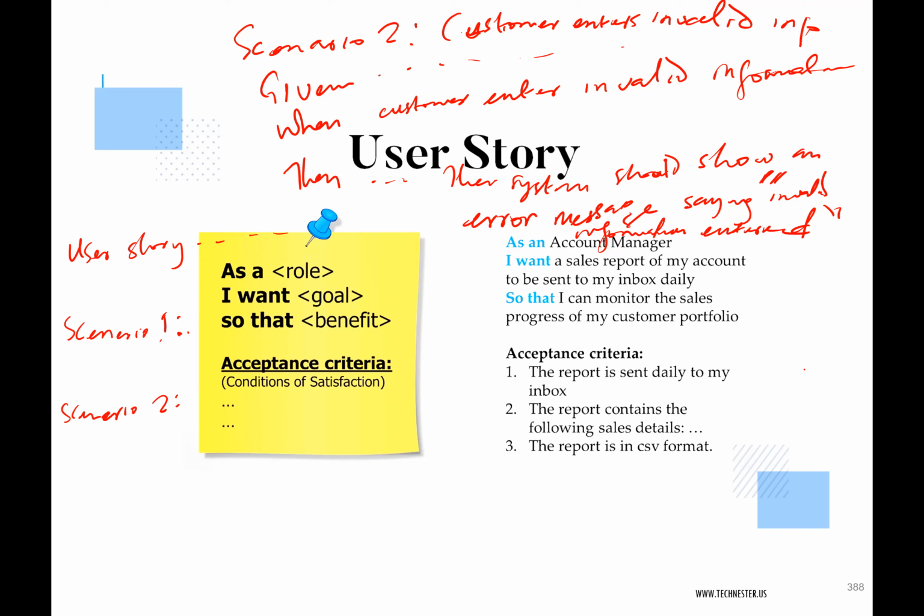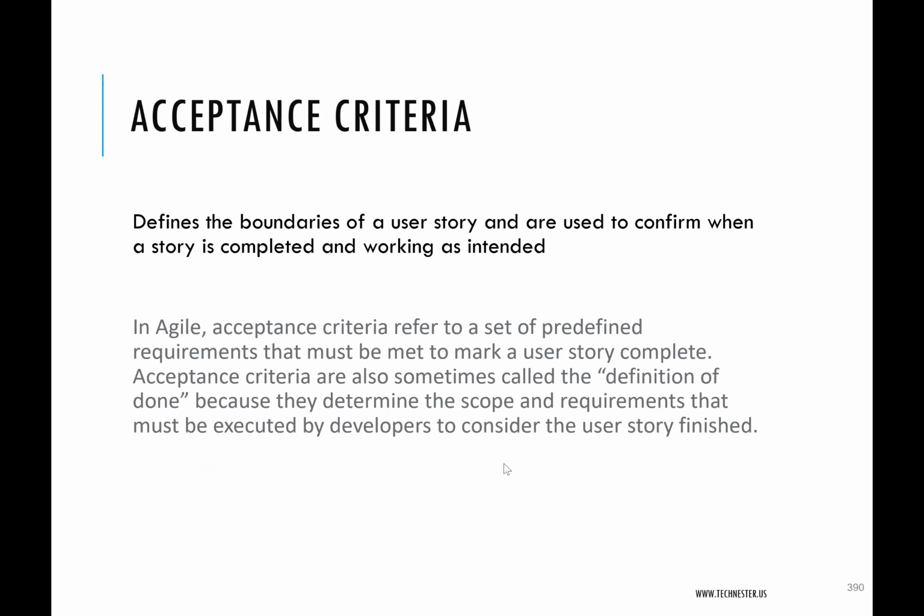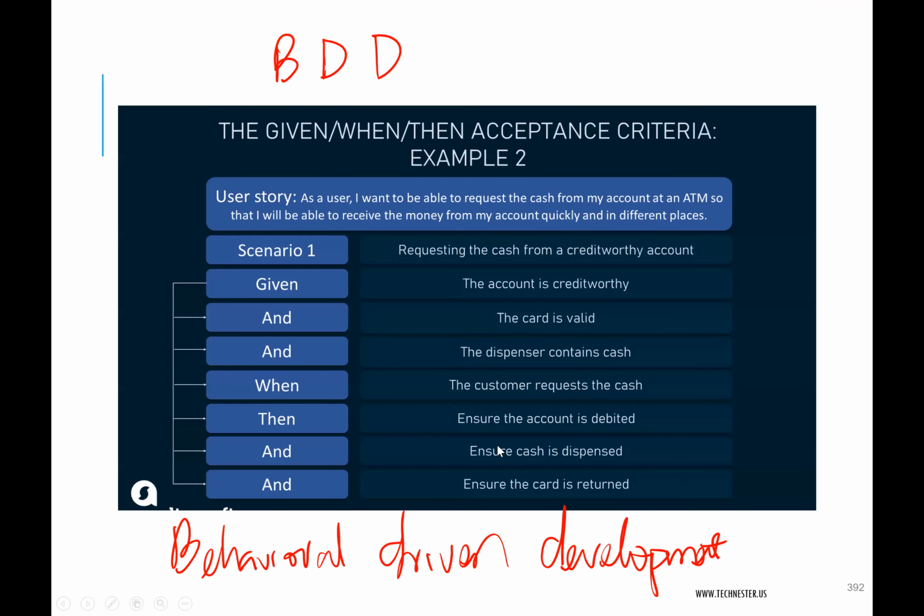You can have plenty and. I'll show an example here. So if you look at your screen, you see scenario 1, given the account is creditworthy and the card is valid and the dispenser contains cash. When the customer requests the cash, then ensure the account is debited and ensure cash is dispensed and ensure the card is returned, which is a use case for ATM withdraw cash, right? So you can have as many and as possible. It doesn't mean two scenarios.